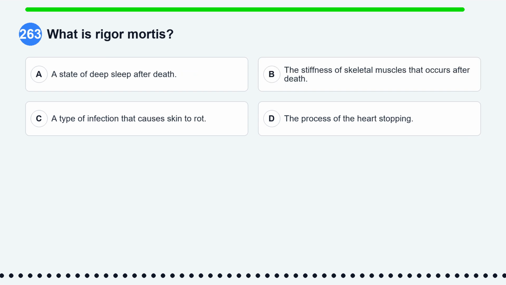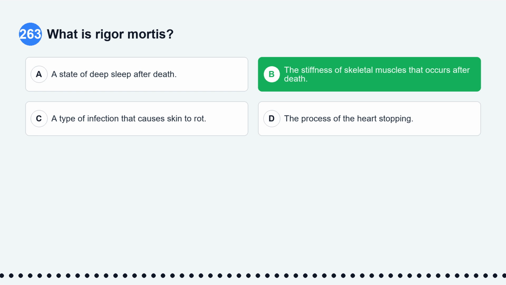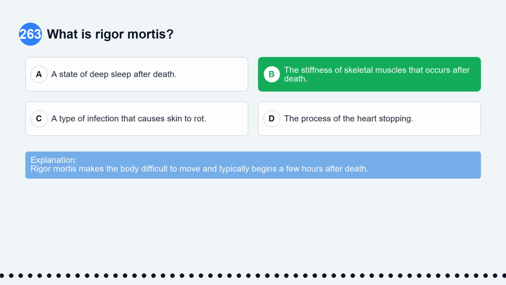Question 263. What is rigor mortis? Option A, a state of deep sleep after death. Option B, the stiffness of skeletal muscles that occurs after death. Option C, a type of infection that causes skin to rot. Option D, the process of the heart stopping. The correct answer is option B, the stiffness of skeletal muscles that occurs after death. Rigor mortis makes the body difficult to move and typically begins a few hours after death.